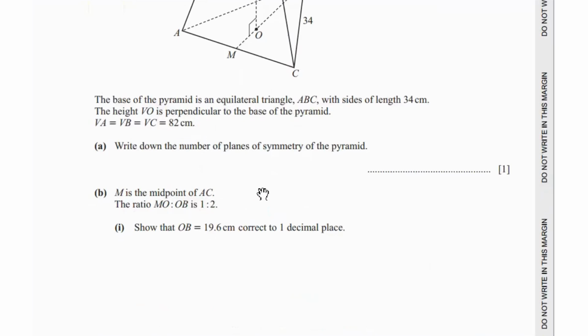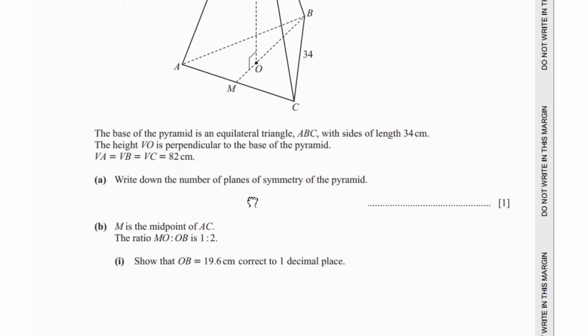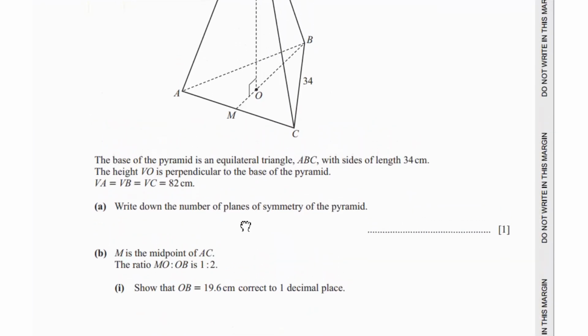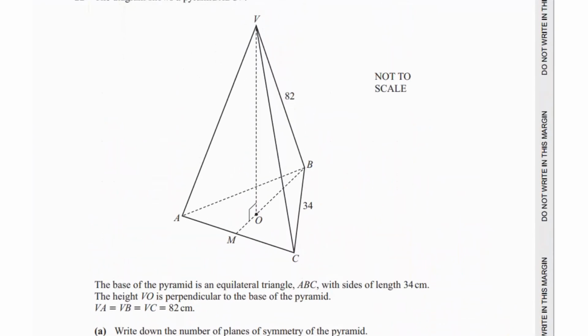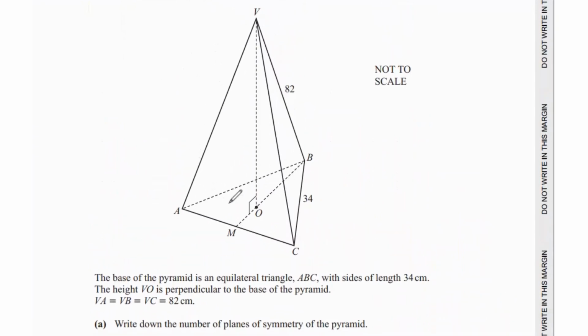Then M is the midpoint of AC. The ratio of MO to OB is 1:2. We have to show that OB equals 19.6 centimeters. So this is 1:2, which means MB is 3 parts in total. We have this as 82, so all of these are 82. The base is an equilateral triangle, so this is 34, this is also 34, which means AM is going to be 34 divided by 2, which is 17. So 17, 17, this is a right angle.